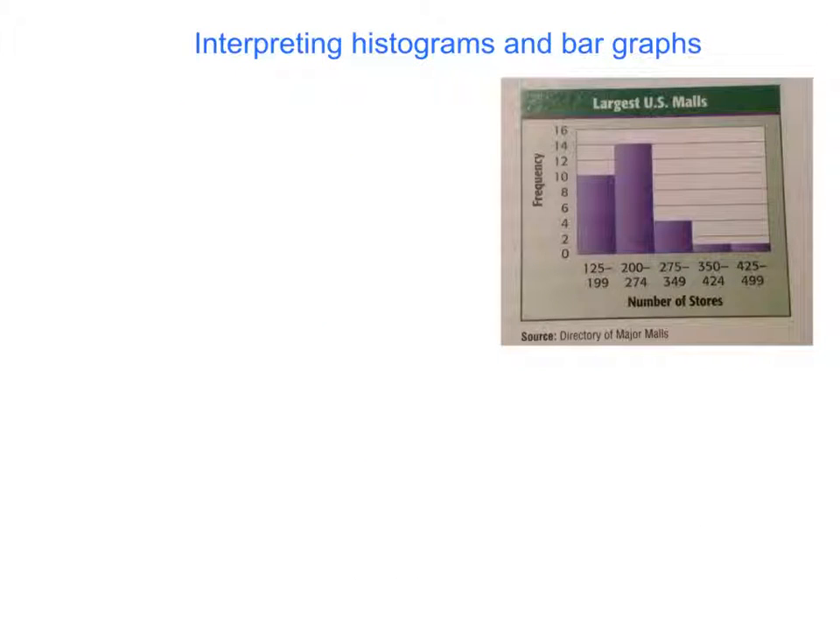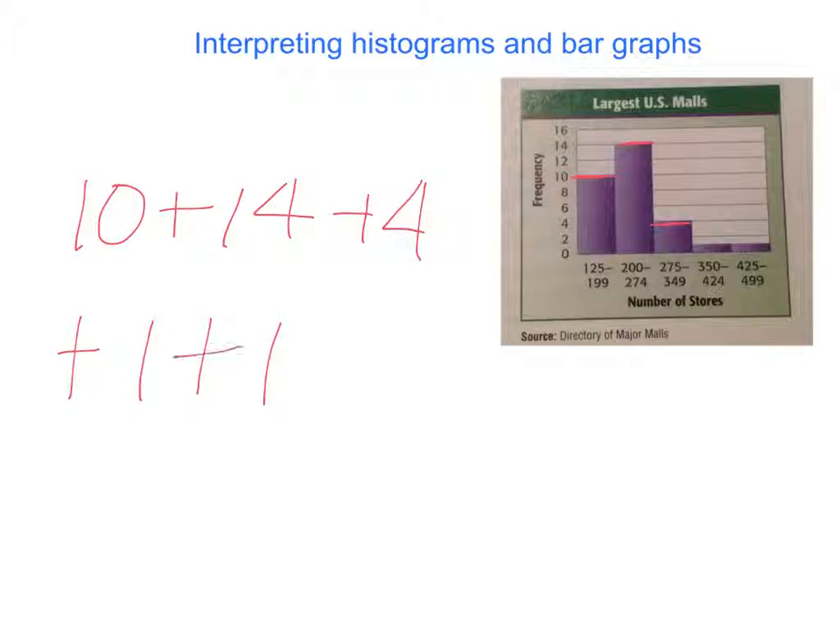We can also use graphs to interpret or to get information. So looking at the graph to the right, you might have a question that says, how many malls are represented by this graph? To figure that out, you need to see how many malls are represented by each value. So for the first value, you would have 10 because it goes up to 10. The second value would be 14. The third would be 4. And then you would have 2 ones. So you could add all those together, and that would give you 30, and that would be how many malls are represented in this graph.